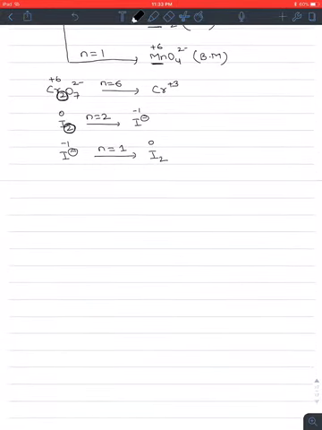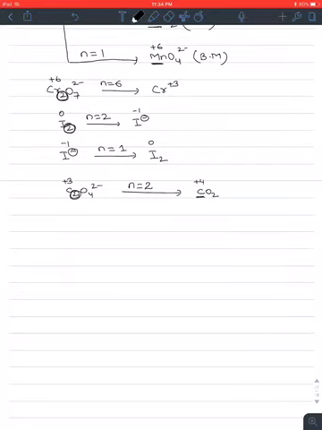Understood? Let's do one more question on this concept only. Suppose I'm having C2O4 2 minus converted to CO2, what will be the N factor in this case? Oxidation state of carbon in this case is +3, and in this case it is +4. Change in oxidation state will be 1 for one carbon atom. So for 2 carbon atoms, change in oxidation state will be equal to 2. So N factor for carbon in this case is equal to 2. So N factor also depends on the number of atoms present in the reacting species.